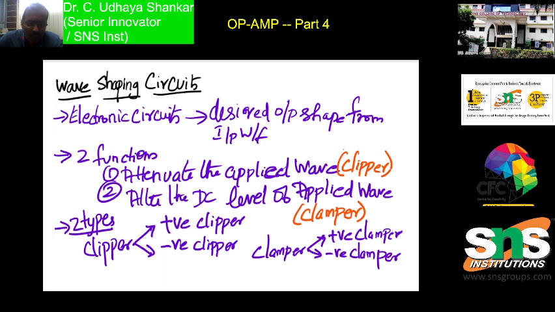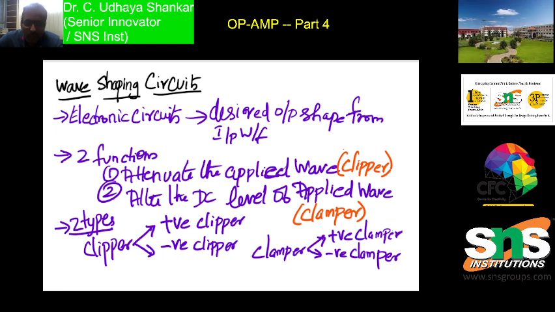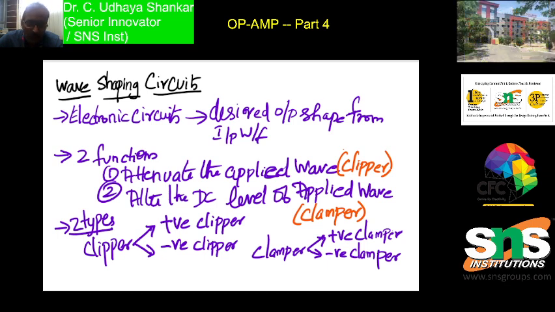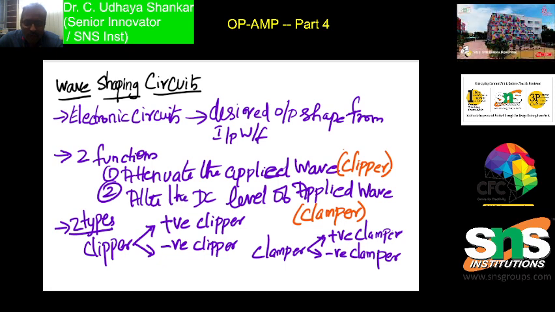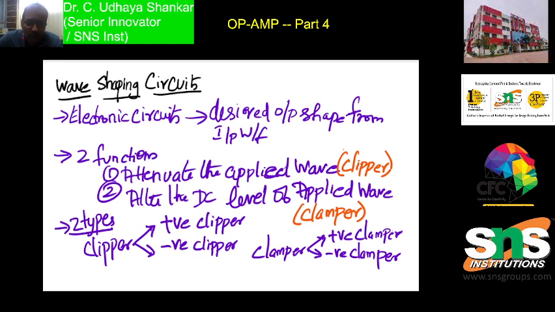Already it has been discussed in the previous video, and there are two functions for this wave shaping circuit. The first one is to attenuate the applied wave. Attenuate means I have to cut the applied wave, and that particular circuit is called a clipper. The next one is to alter the level of the applied wave, and that is called a clamper. That is, we want to shift the wave without altering its shape. I am just going to shift the DC level of the applied wave. So that is called a clamper.